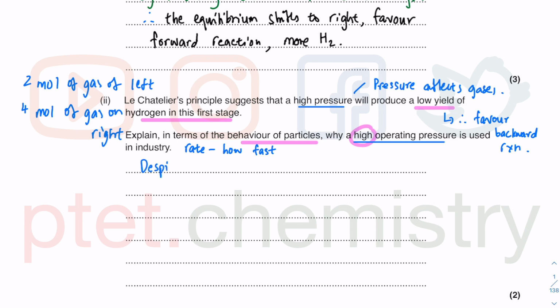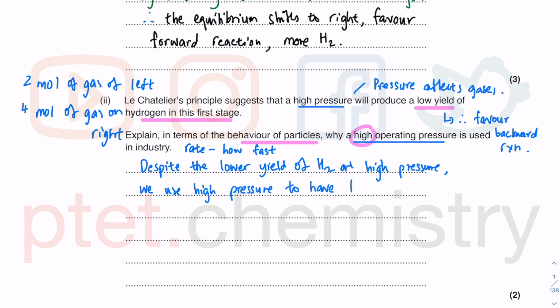So despite the lower yield of hydrogen at high pressure, we still need high pressure. We use high pressure so that we have a fast enough rate of reaction. To have a faster rate of reaction, that's the first key point there. Now, why in the world is the reaction faster in the presence of higher pressure? Well, that's what we need to explain in terms of collision theory.